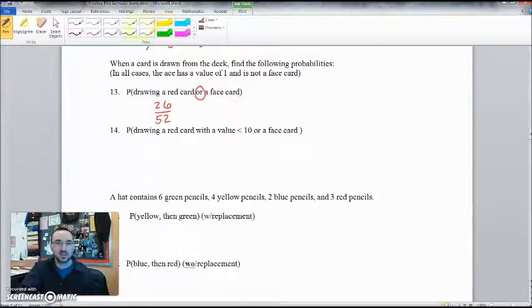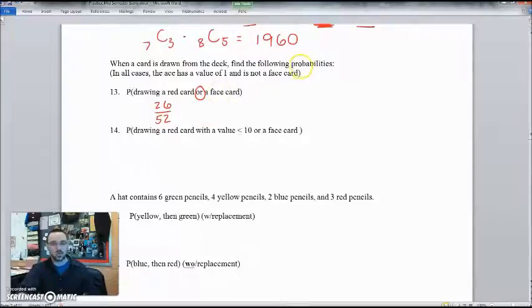All right, let me grab another pen. Let's talk about the face cards in general. So our face cards, remember, we're just counting Jack, Queen, and King. So there's 3 per suit. There's 4 suits, so that makes 12. So we're going to add 12 over 52. Because this is an or statement, we're looking for one or the other. So both can happen. So 12 out of 52.